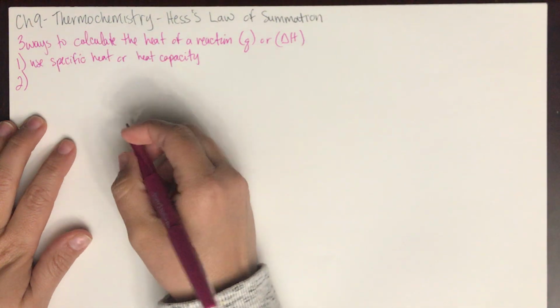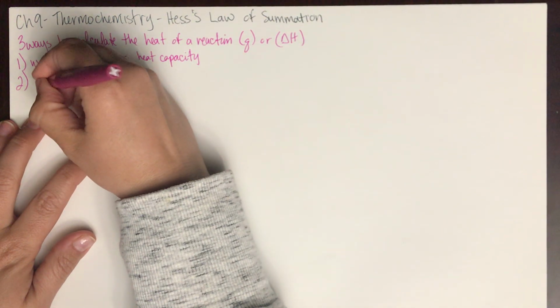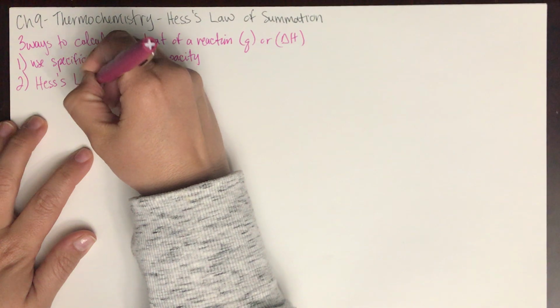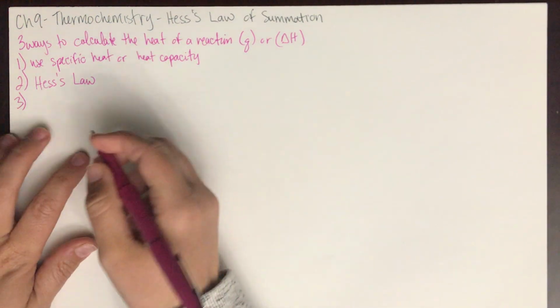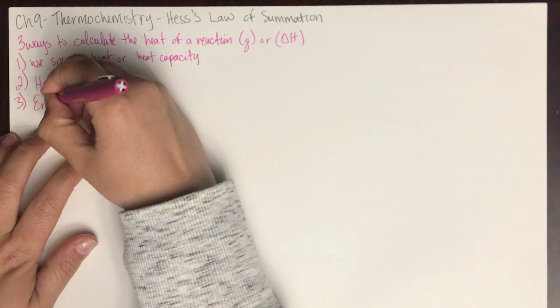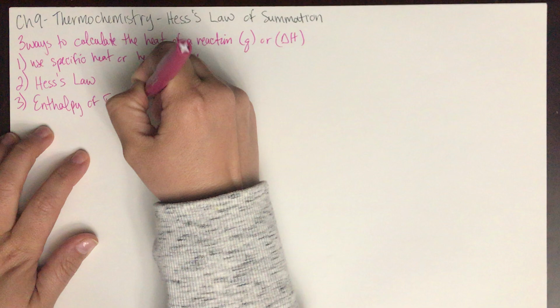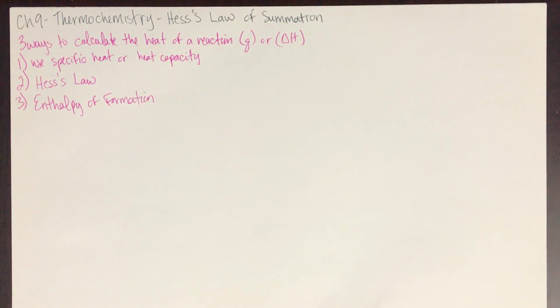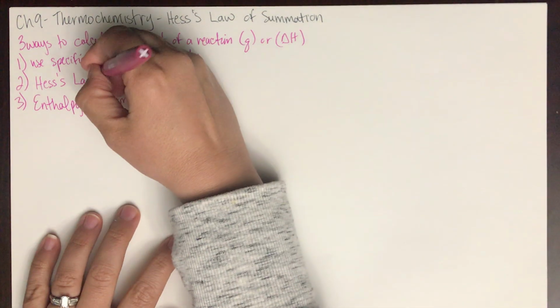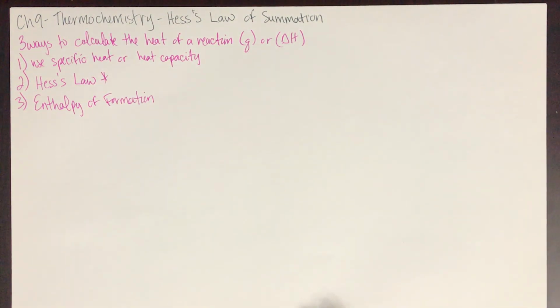Another way that we're going to talk about in this video is called Hess's Law. And then the third way that we'll talk about later is called the enthalpy of formation. So all three of these are tools that we have to calculate heats of chemical reactions, and you will decide which of these methods you are going to use to solve the problem based on what you're being given. So we are going to talk about Hess's Law in this video.